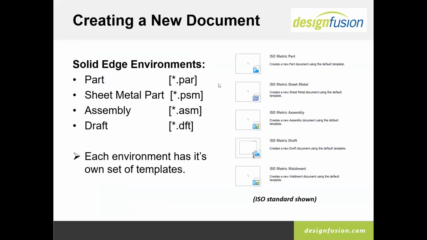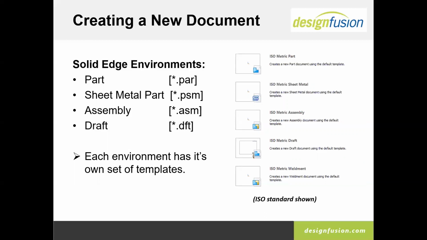Now, it's important to note Solid Edge is an environmental approach type system. We don't use the toolbox approach like many other systems do. We actually separate parts, assemblies, and drafts, and even in parts, we separate the part file versus a sheet metal file. Each of these have a unique extension. As you can see here, the part file is extended PAR, sheet metal, PSM, assembly, ASM, and draft, DFT.